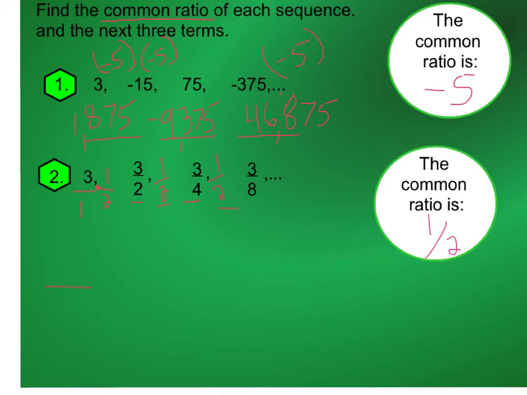Let's find our next 3 terms. If we keep multiplying by a half, which means we're multiplying the denominator by 2, 2 multiplied to 8 is 16, and it continues. 1 over 32 and 1 over 64. So this number is shrinking even though we are multiplying.